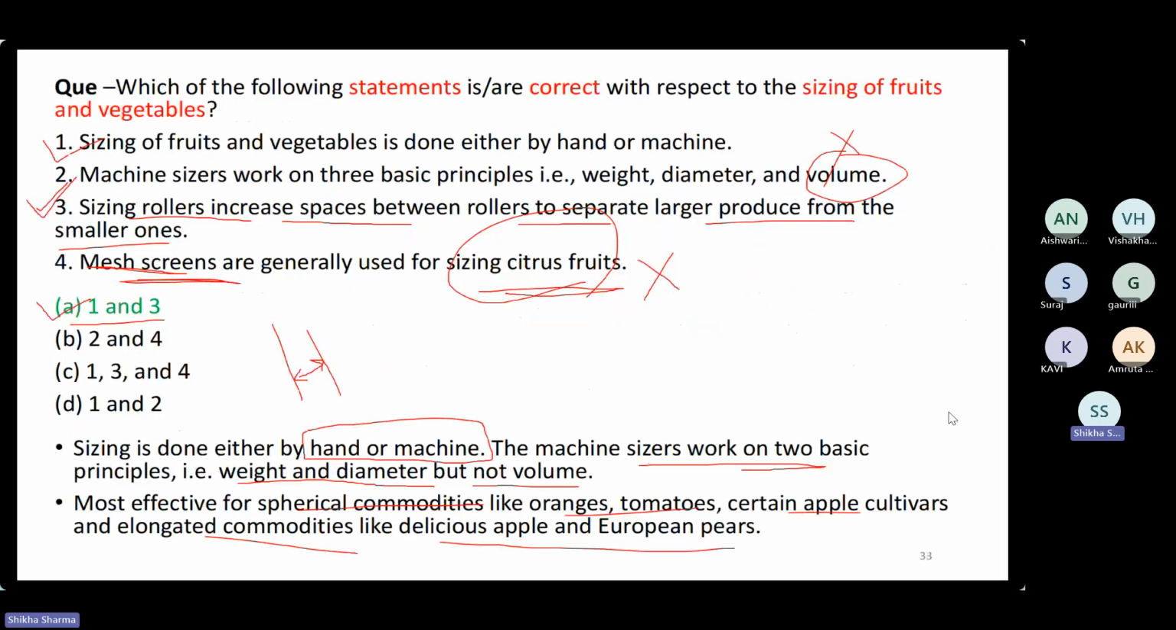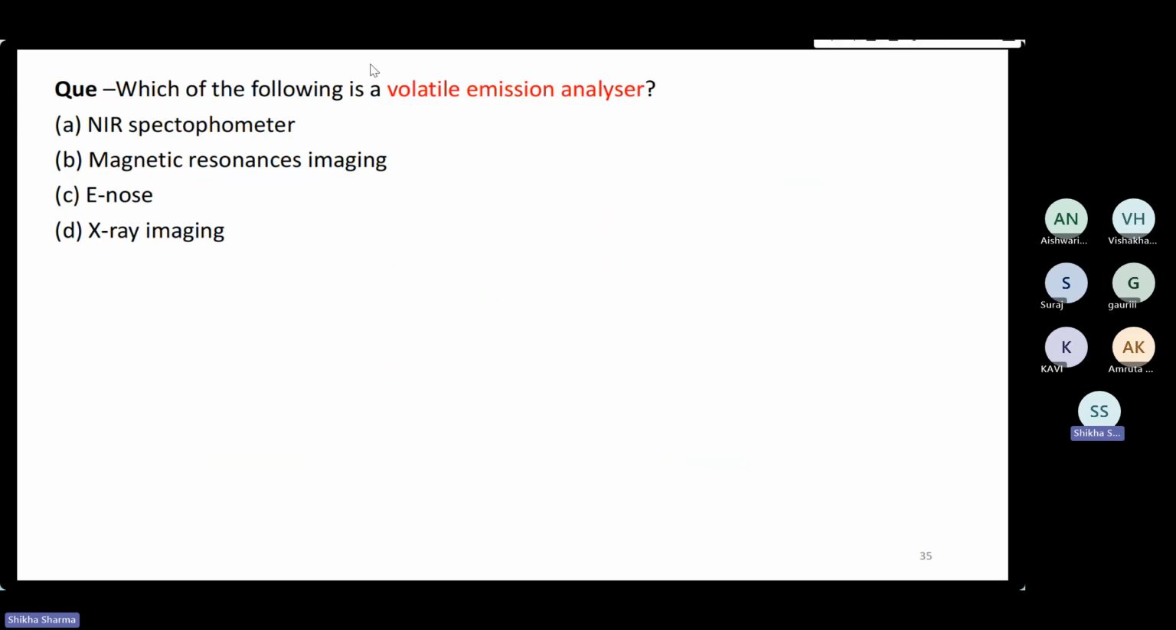Is this question clear to everyone? Can we move to the next question?